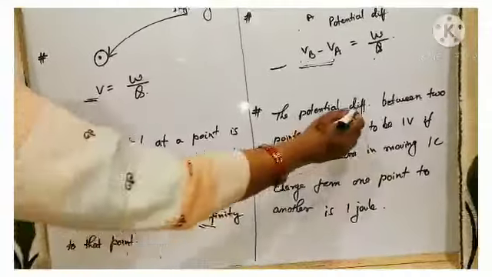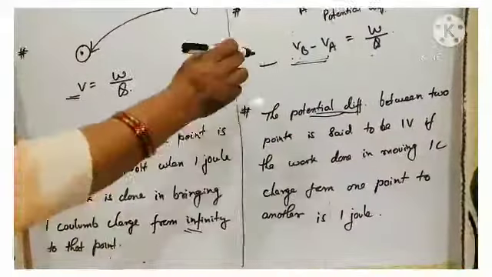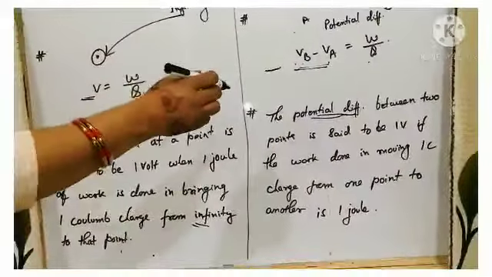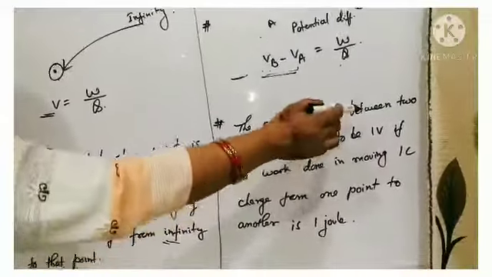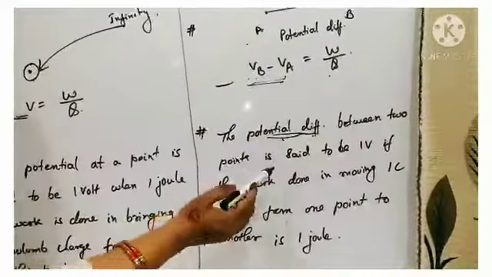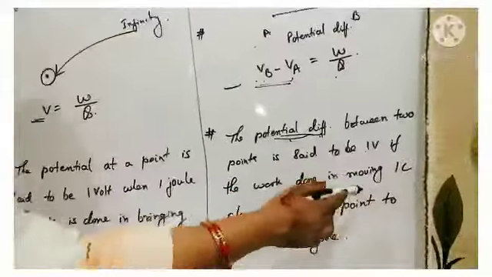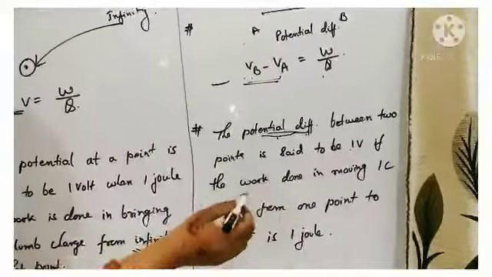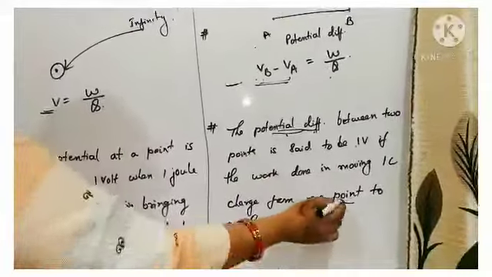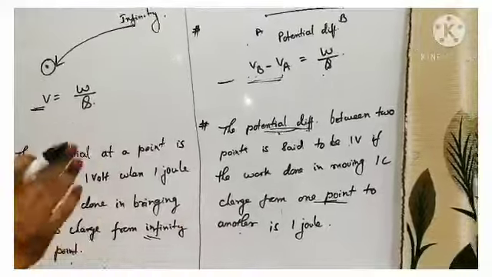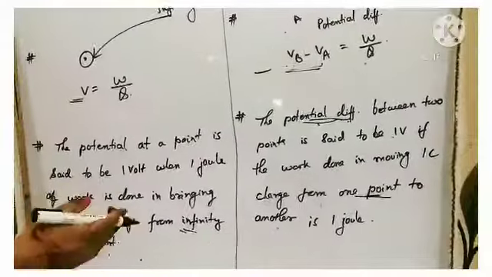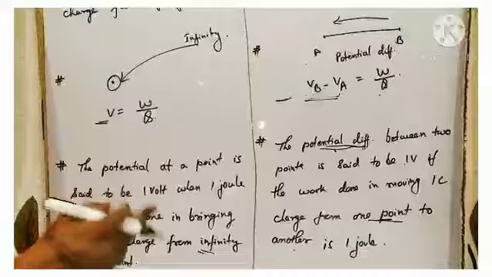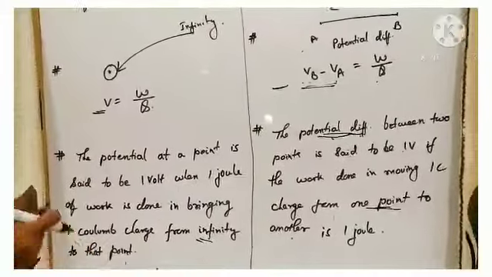But when you are writing the unit of potential difference, you have to write: the potential difference between 2 points is said to be 1 volt if the work done in moving 1 coulomb of charge from one point to another is 1 joule. Keep these two things in mind while writing the unit of potential and potential difference. Now moving on to the next topic.